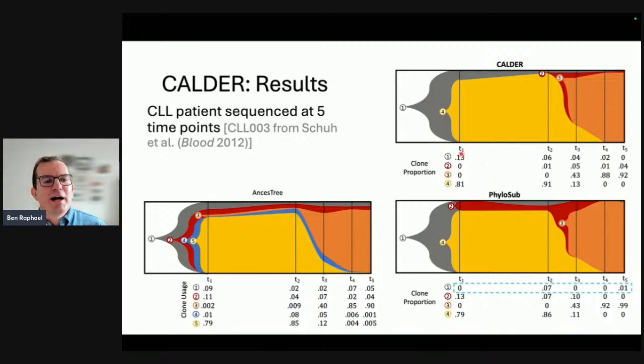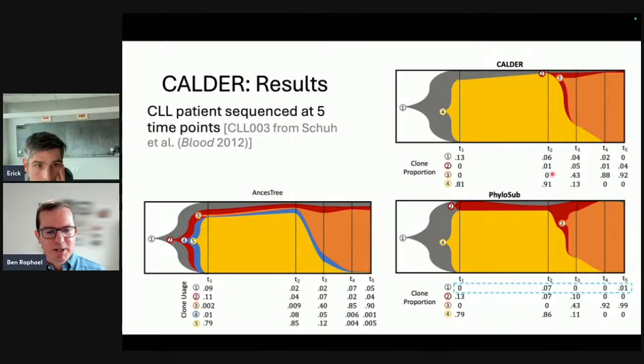Here's a solution where not all clones are present the first time. There's only 2 clones present at the first time point. And then there's further evolution with different proportions of different clones, but there's no strange disappearance and reappearance of a clone.